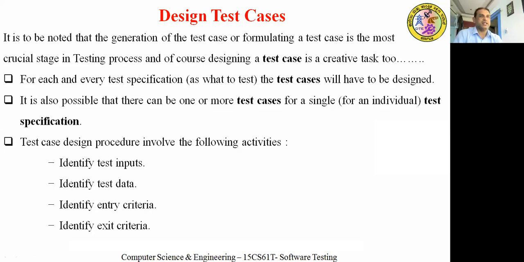What are the things to be done in designing test cases? Identify the test inputs, identify the test data, then identify the entry criteria, and identify the exit criteria. When you give the input, we call that the entry criteria. When the output is generated, we call that the exit criteria. You have seen the entry criteria and exit criteria in the previous chapter. So these are the activities in test case design: test inputs, test data, entry criteria, and exit criteria. Let's go through this summary.